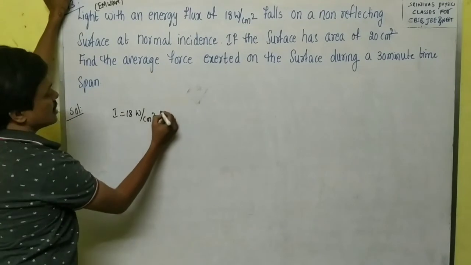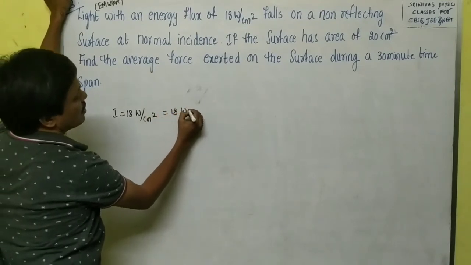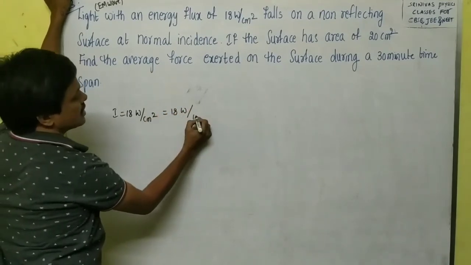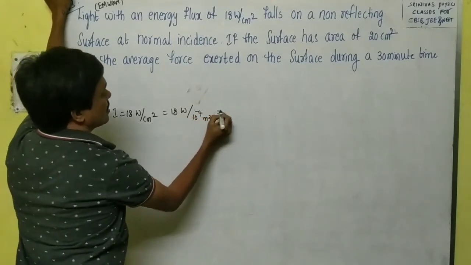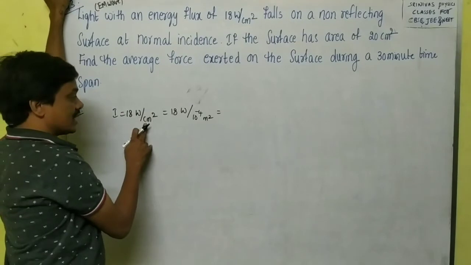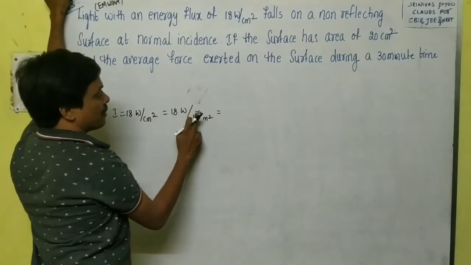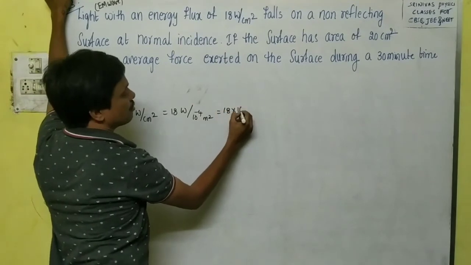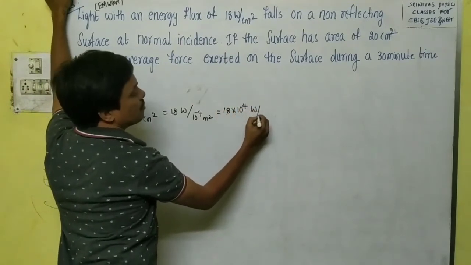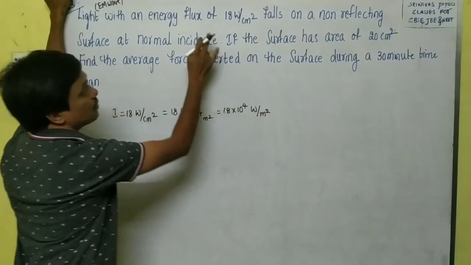Okay, this we can convert into meter square. Watt per centimeter square we write as 10 to the power of minus 2 whole square, 10 to the power of minus 4 meter square. Centimeter means 10 to the power minus 2 meter, so centimeter square is 10 to the power minus 4 meter square. We will get 18 into 10 to the power of 4 watt per meter square. This is the intensity they gave, the energy flux.